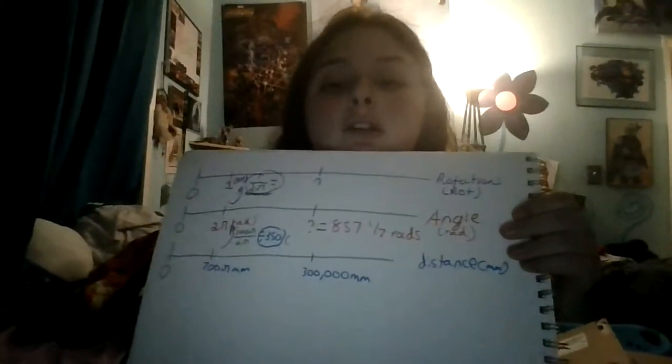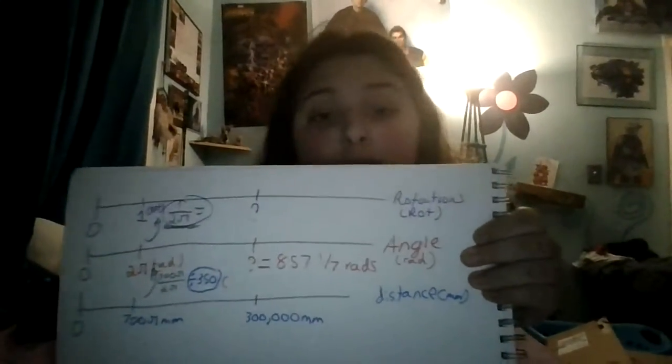Okay, so 857 and 1/7 rads. I'm actually going to put my units on here. I should have done that in the beginning, and units are always important. Otherwise, we don't know what we're doing. I don't know how to abbreviate rotation, so we're going to do rot, because that's a fun word. It sounds like rotten fruit. So, anyways. So here are our first two number lines hooking together.